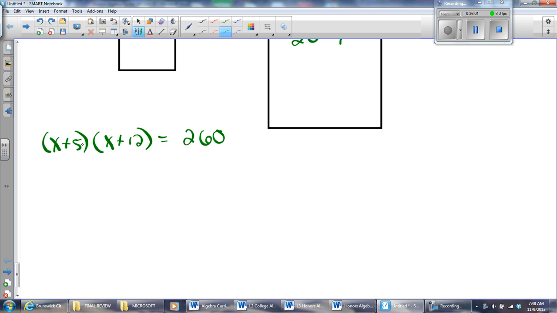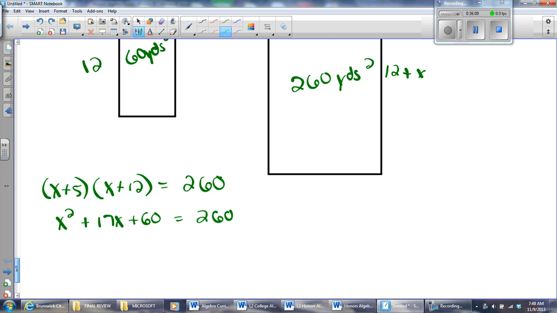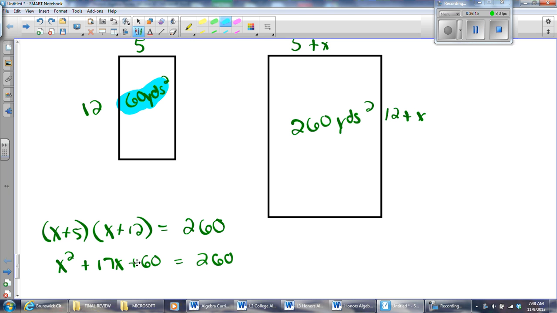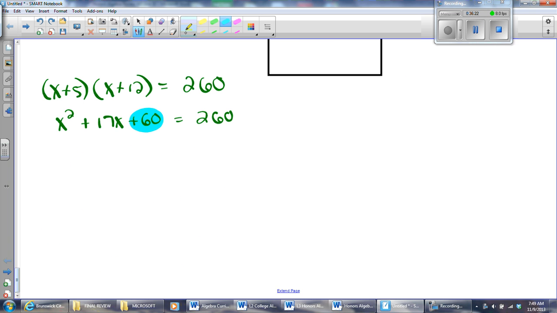All right, so I'm going to FOIL: x squared plus 17x plus 60 equals 260. And I find it ironic. It's not really relevant to the problem, but check this out here. Did you notice that the area of this was 60 and that we ended up with a 60 in there? Yeah, I don't think that's a coincidence. Anyway, I'm not going to explore that right now, but always looking for new patterns, new things to realize.